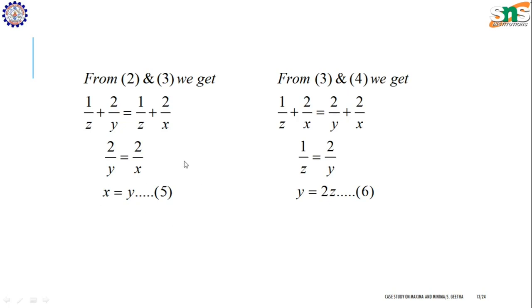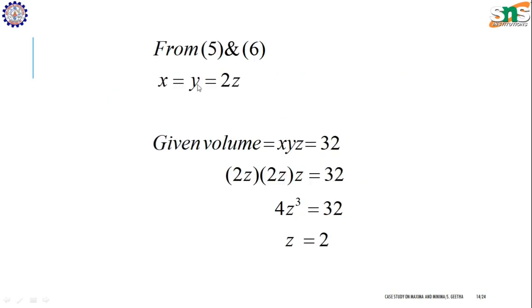Keep this as equation 5. From equations 3 and 4 we get 1/z + 2/x = 2/y + 2/x, which implies 1/z = 2/y. So we get y = 2z. Keep this as equation 6. From 5 and 6 we get x = y = 2z.